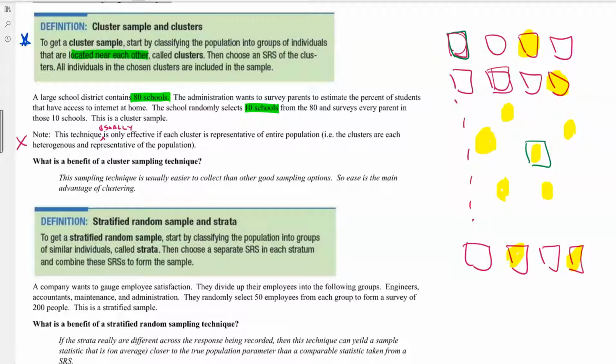What's the benefit of cluster sampling? The benefit is it's easier to do. If we do a simple random sample, then I'm going to have to go to every single school and survey certain kids. Here, I can just go to these 10 schools, give the survey to everybody. That's going to be a lot easier. The reason we do cluster sampling is because it is easier. Okay?